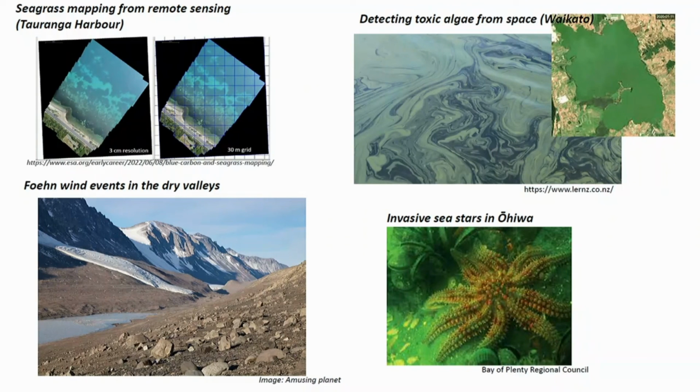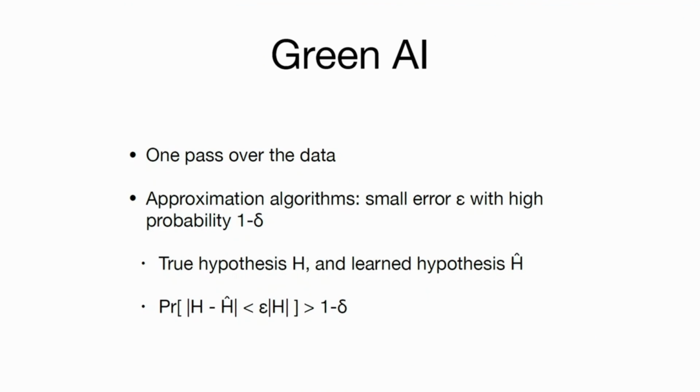So we have this detecting toxic algae from the space. This is a project from Yunsing. This seagrass mapping from remote sensing, the one that Varvara mentioned about foil wind events in the Rift Valleys, and the invasive sea stars in NIWA that Nick mentioned. So that's the Tayao project.